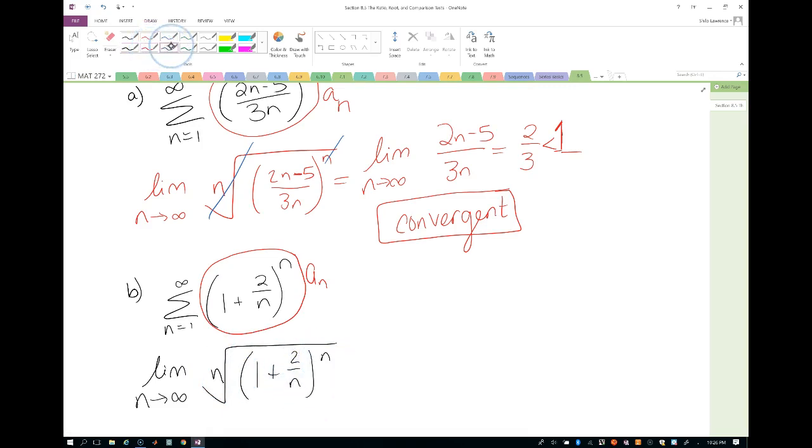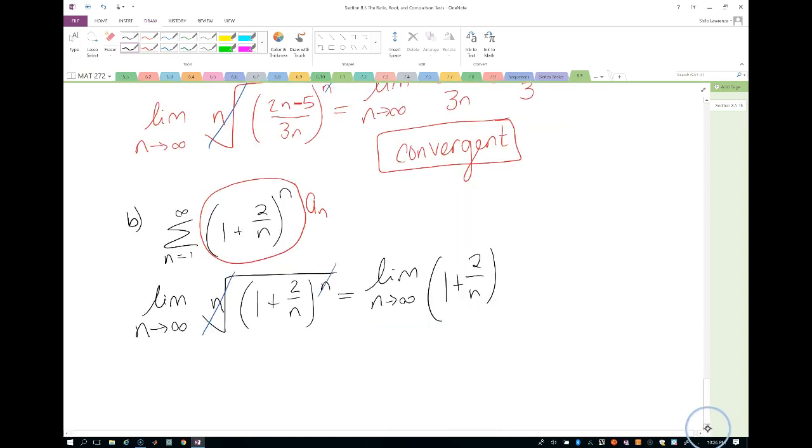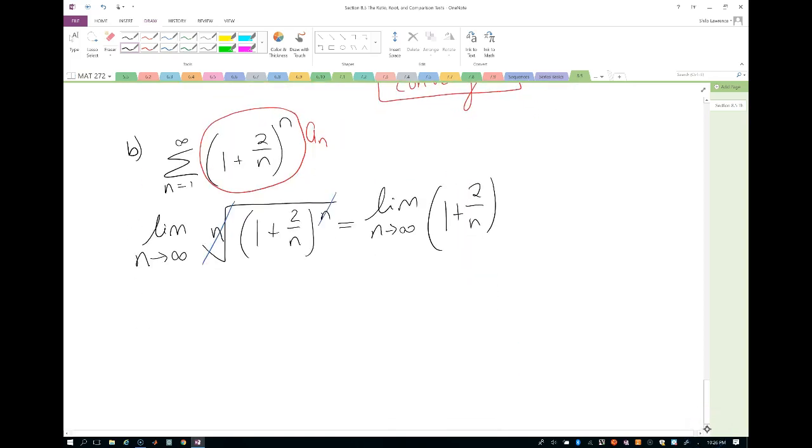And because we're being very selective on what type of series we use this test on, we should always be able to cancel out the nth root and the nth power. And we're just left with the limit as n approaches infinity of 1 plus 2 over n. We could take the limit of those two pieces individually. The limit as n approaches infinity for 1 plus the limit as n approaches infinity for 2 over n. We also could get common denominators and combine them into a single fraction, and that would work as well.